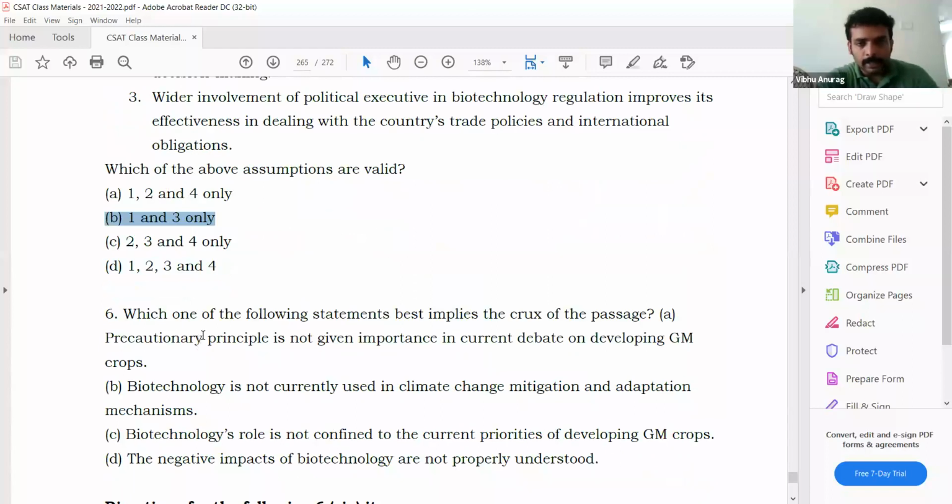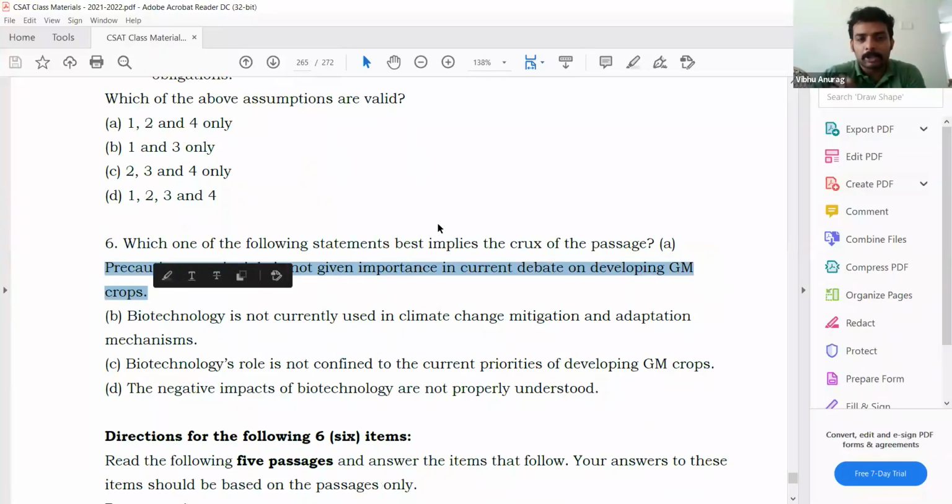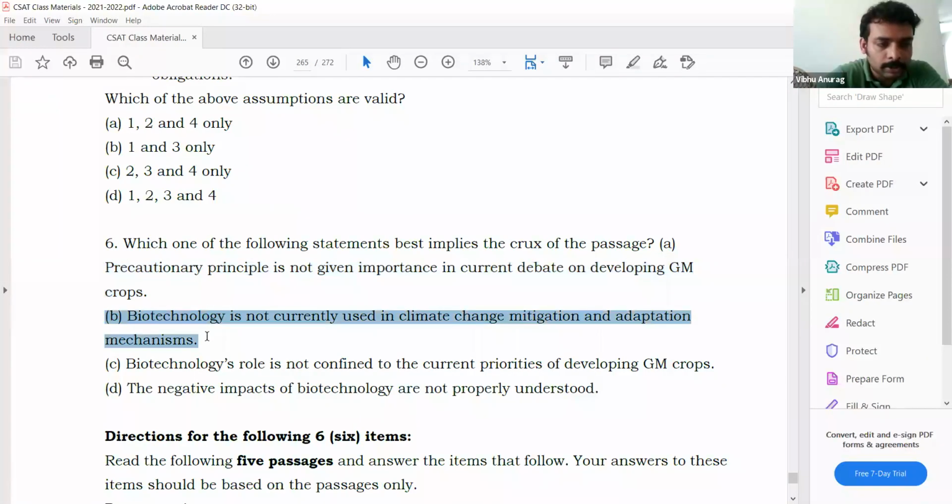Okay. And the last question, the crux of the passage. Crux is the main message. So option A says precautionary principle is not given importance in current debate on developing GM crops. He is not talking about any precautionary principles. So this is off topic. So A is wrong. B, biotech is not currently used in climate change mitigation and adaptation mechanism. It is being used, just that in future the role will change. That's all. So B is also wrong.